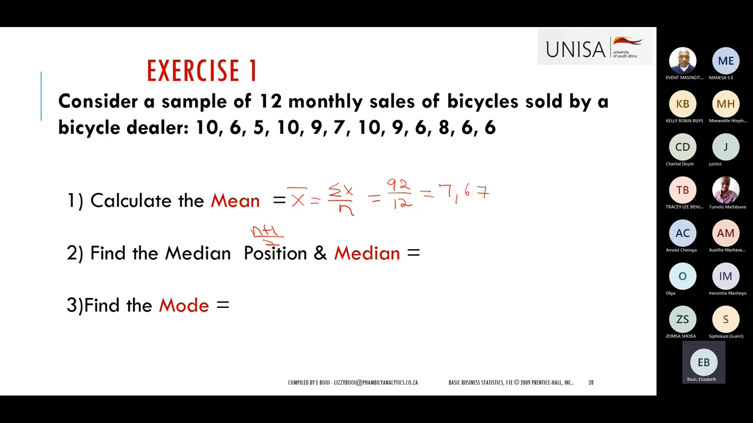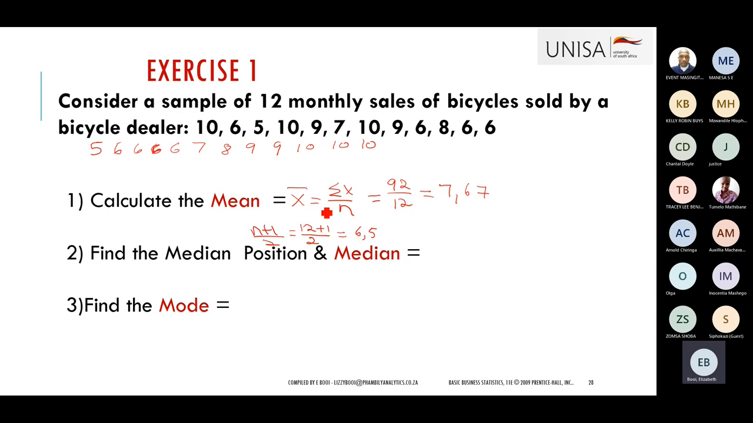And then the median. We need to first find the position. It's 12 plus 1, divided by 2, 6.5. But we first need to also sort the data. So how did you sort the data? 5, 6, quadruple 6, so there are 4 of them, and 7, 8, 9, 10. 1, 2, 3, 4, 5, 6, 7, 8, 9, 10, 11, 12. There are 12 of them.